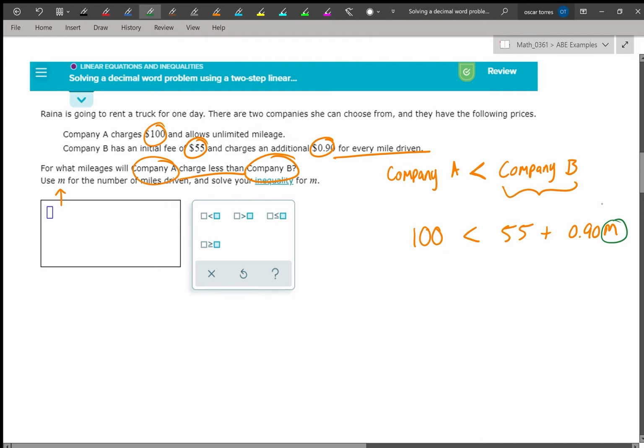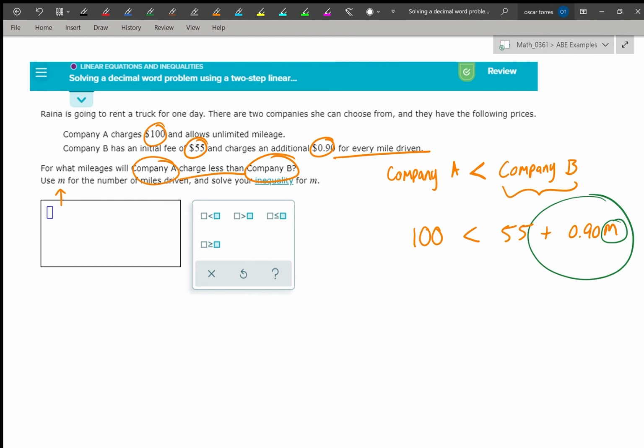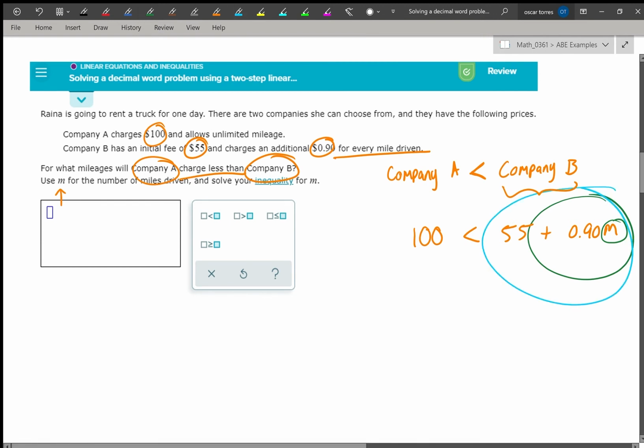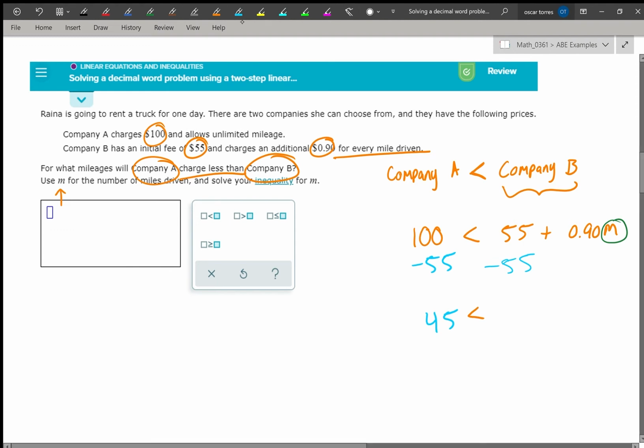What's going on with M? M is being multiplied by 0.90, but this whole thing is being added to 55. So the first thing we want to do is get rid of this 55. Right now, this 55 is a positive value, so we want to subtract it from both sides of the inequality. If we subtract 55 from the left side, we end up getting 45. We still have this less than symbol. And on the right hand side, the 55's cross out. Now we're just left with the 0.90 M.